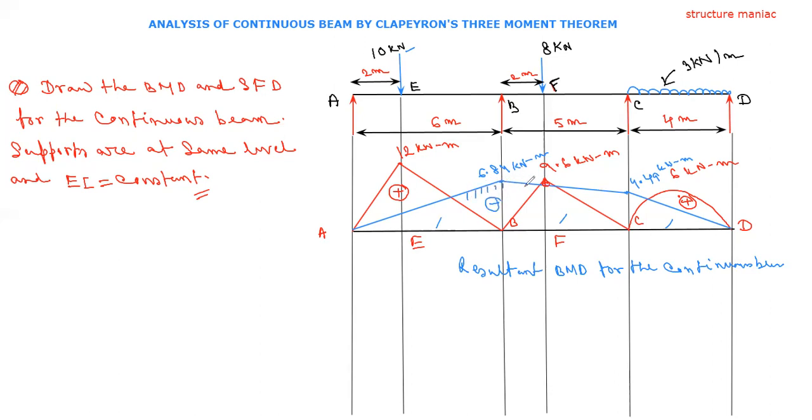So this one is your negative zone, or negative bending moment. Here we also have negative bending moment and positive bending moment here, and positive bending moment here. For the rest, the bending moment will be cancelled out by positive and negative. So that will be your final bending moment diagram for these continuous beams.